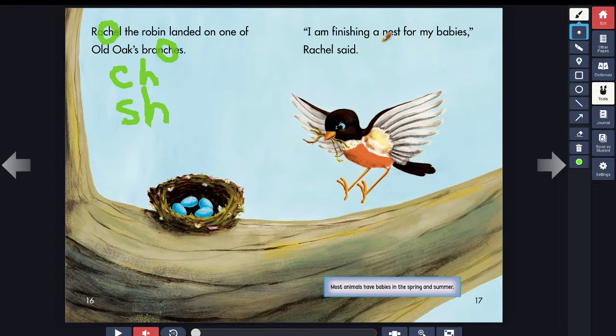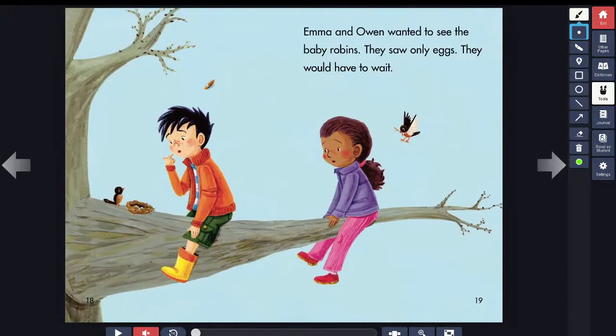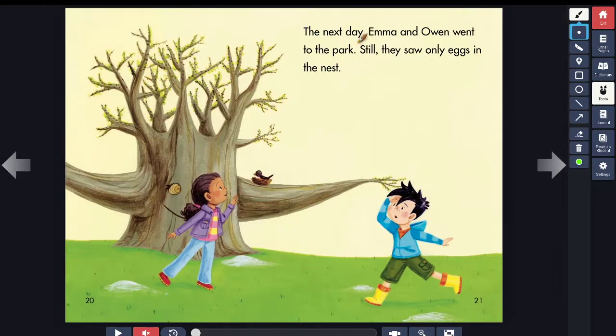"I am finishing a nest for my babies," Rachel said. "Most animals have babies in the spring and summer." Emma and Owen wanted to see the baby robins. They saw only eggs. They would have to wait. Next day, Emma and Owen went to the park. Still, they saw only eggs in the nest.